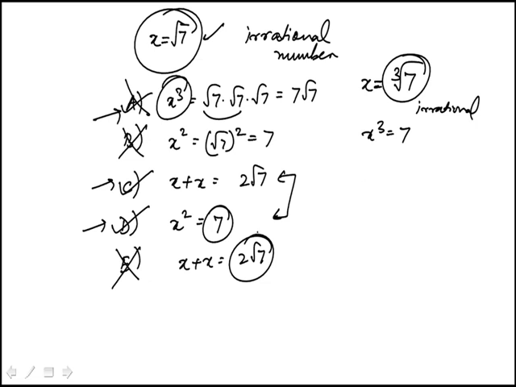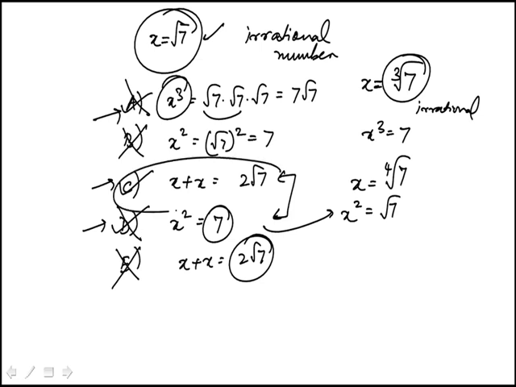And here, if I picked x to be 4th root of 7, then x squared, I'm looking at choice D, would become square root of 7, which is irrational. So that eliminates that. We're left with C. So that's one way to do it. I mean, it still works.